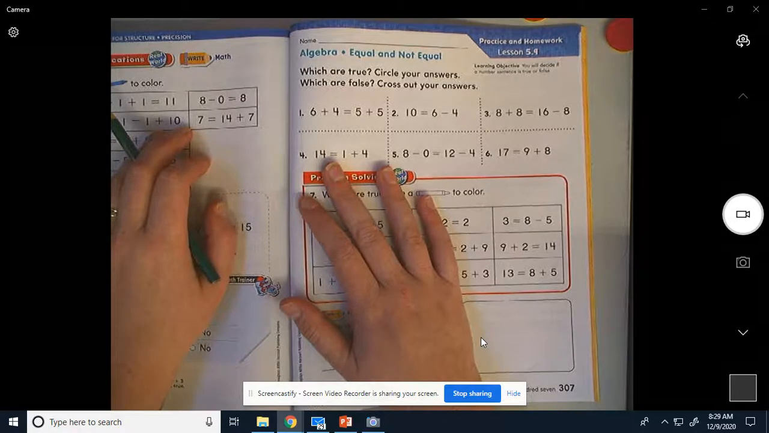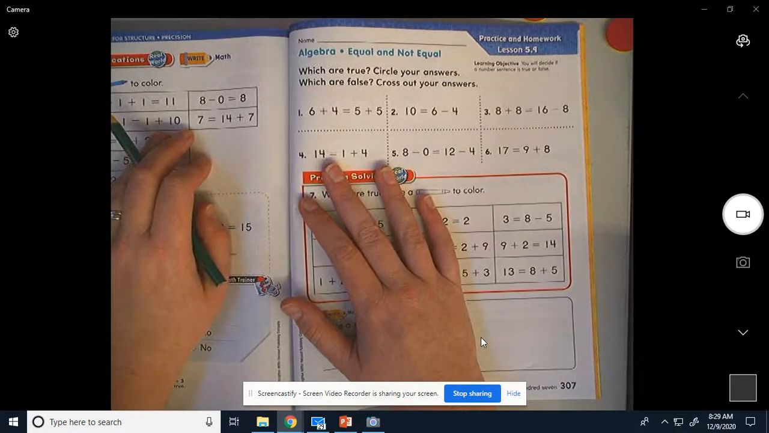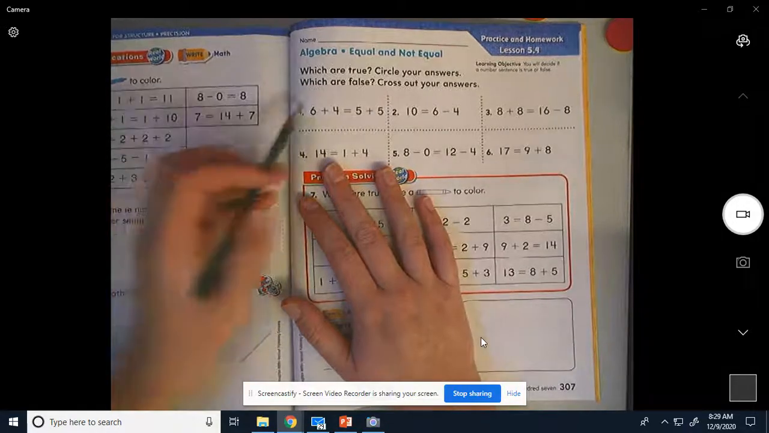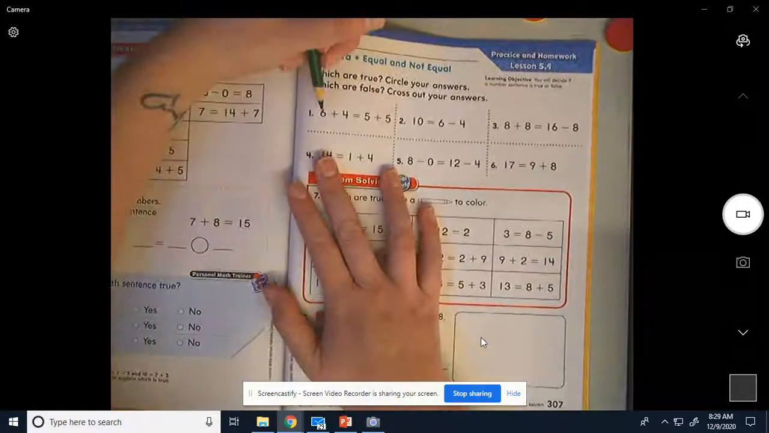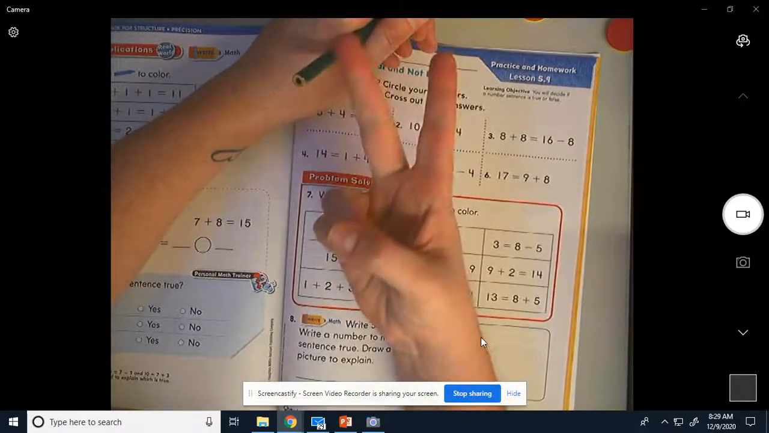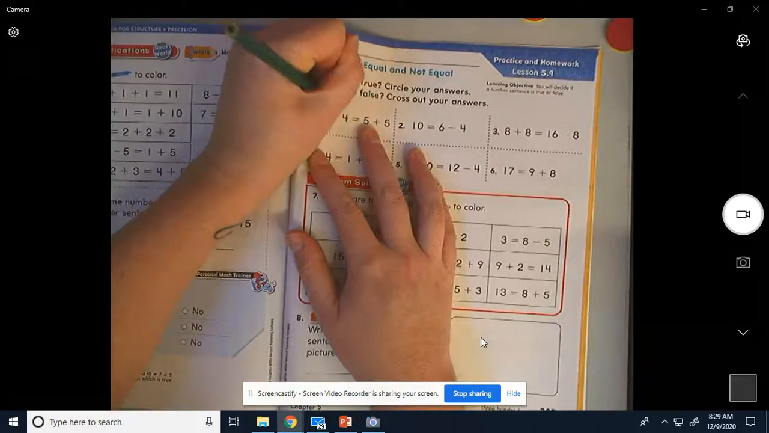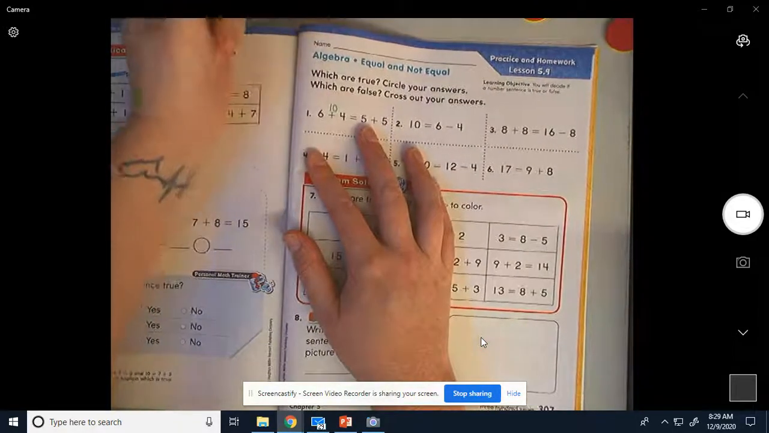If it's equal, you're going to circle it. If it's not equal, you're going to cross it out. You're going to put an X in it. So let's figure out if this is equal. 6 plus 4. 6, 7, 8, 9, 10. So I'm going to write the number 10 up here because that's how many this side equals.